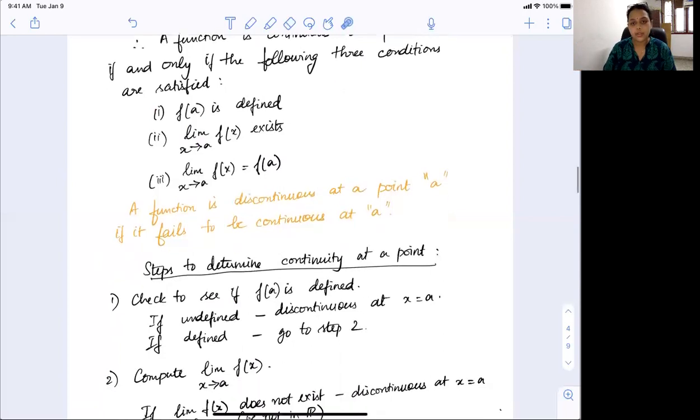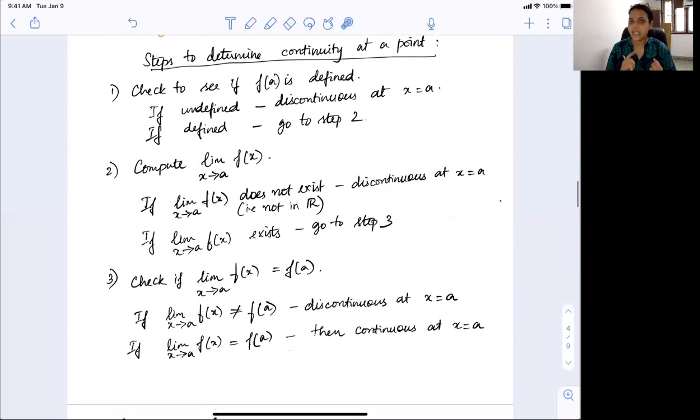Now, how do you go about determining continuity? Step 1, check to see if the functional value is defined. If it is not defined, you know right there that the function is discontinuous at A. If the functional value is defined, then you go to step 2. Check if the limit exists at that point. If the limit doesn't exist, you already know that there is a discontinuity. If the limit exists, then you go to step 3. Check if the limit is equal to the functional value. If it is not, then the function is discontinuous. If it is, then the function is continuous at x equals A.